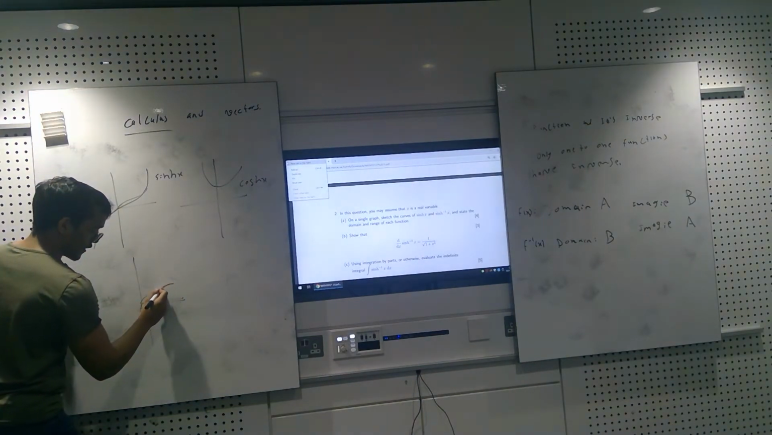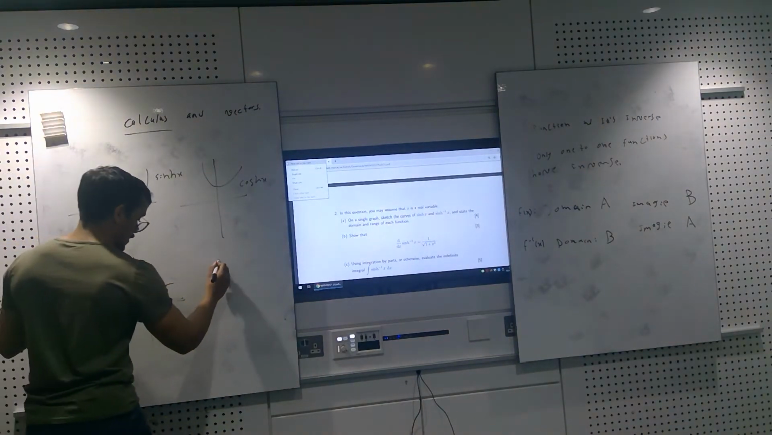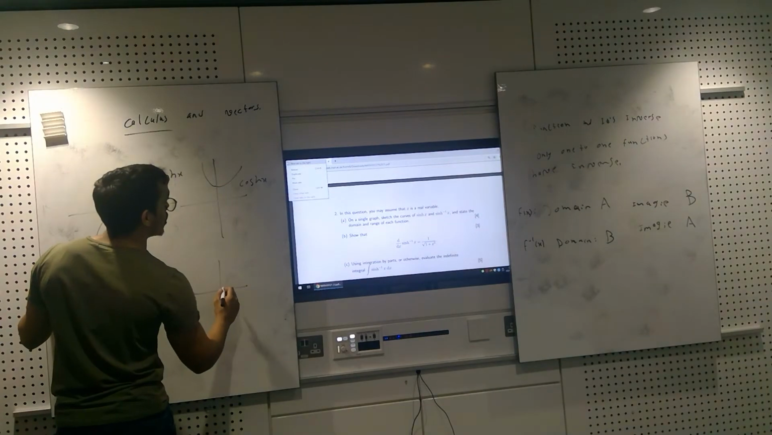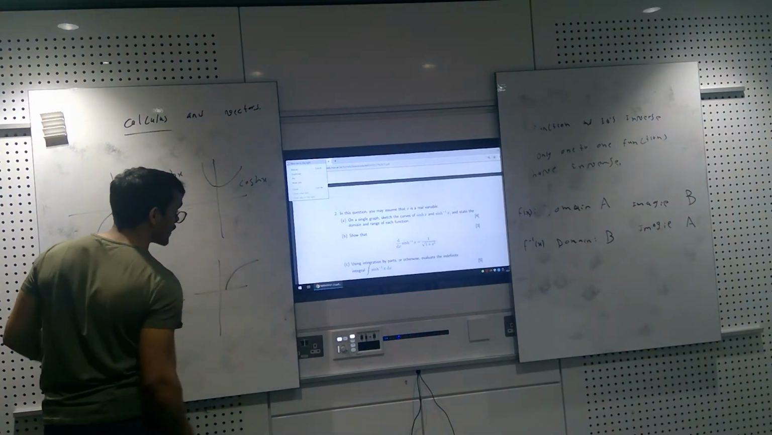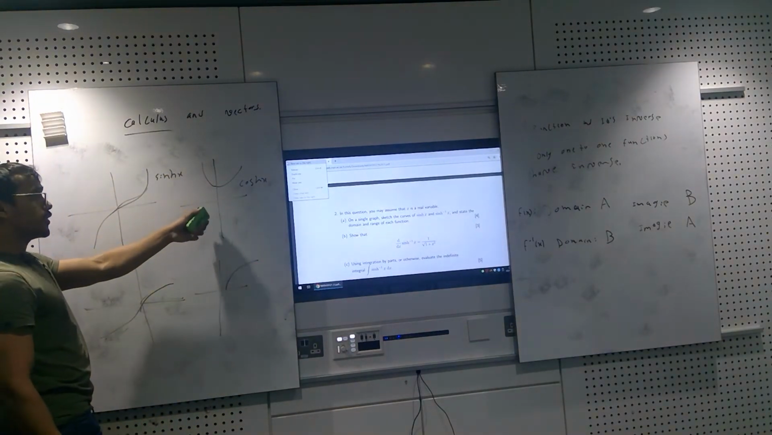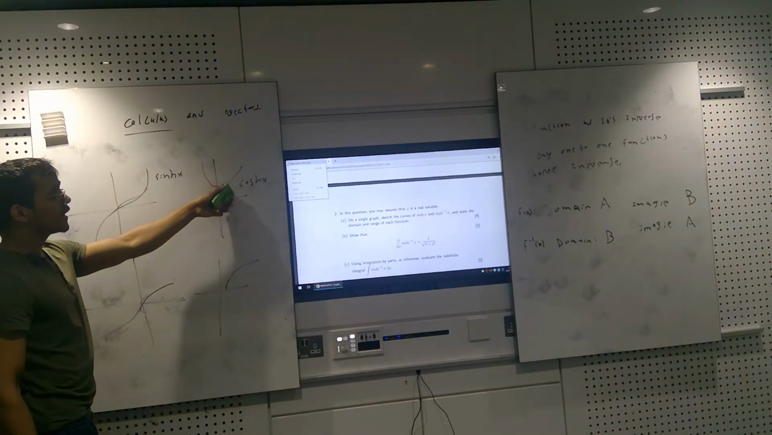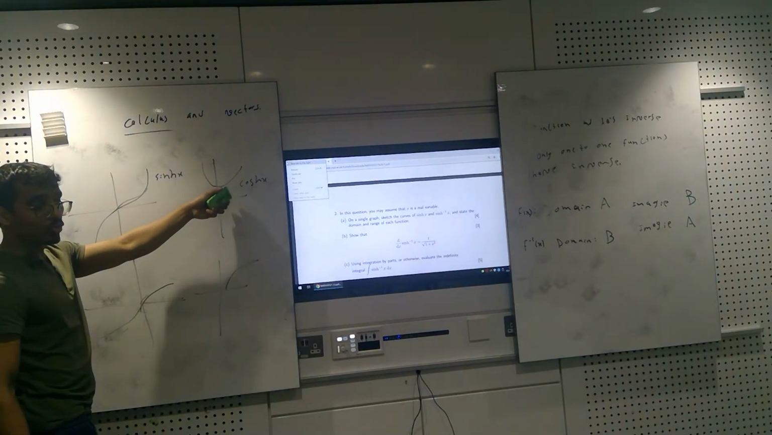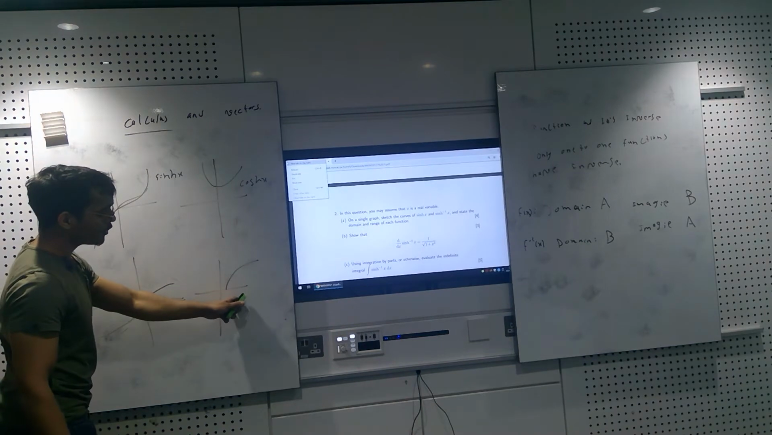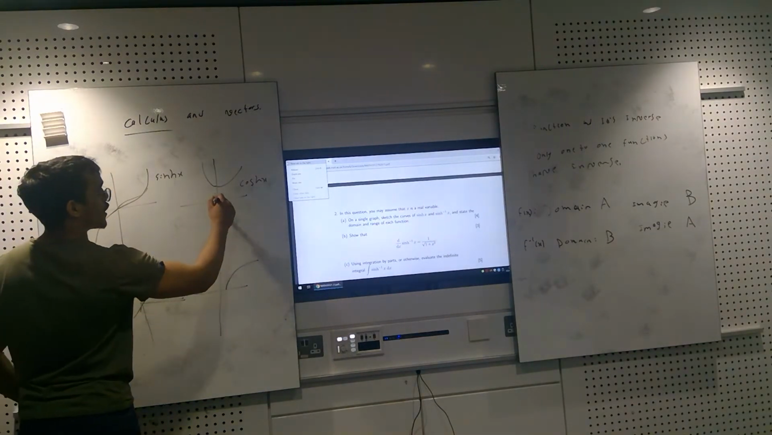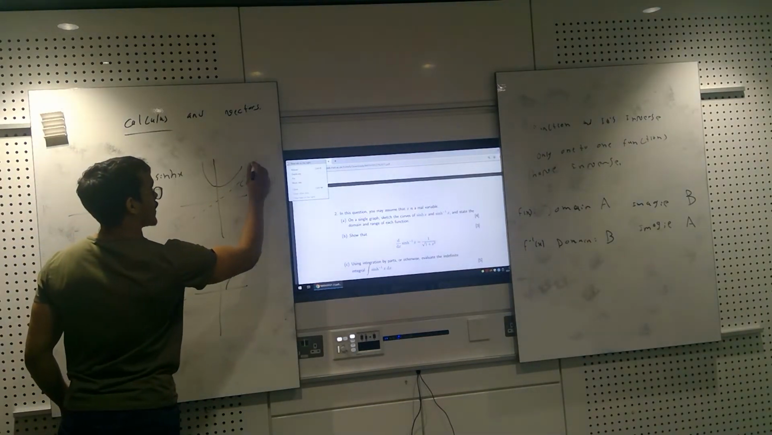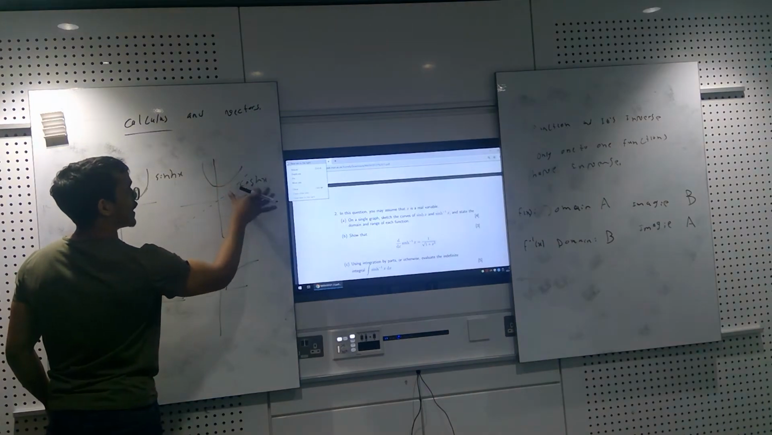It looks something like this. And this is the restricted one. Since cosh is even, and every even function is not one-to-one, you have to restrict the domain, and you put the line y equals x. So this is the line. Take this one and just reflect it about y equals x.